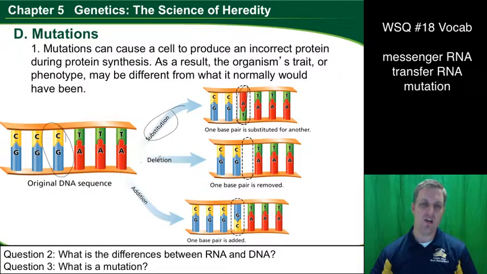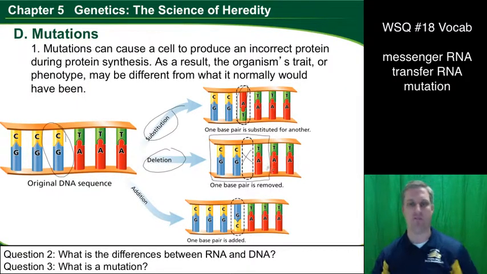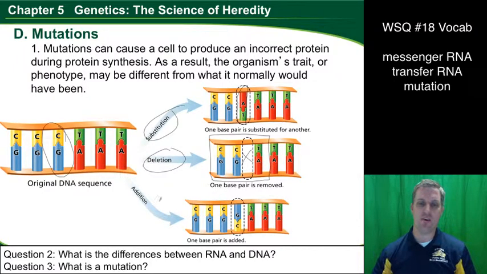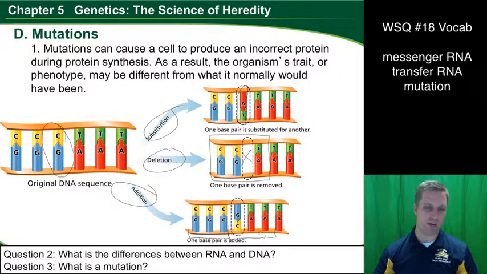You can have a deletion where you actually have a whole segment cut out. And remember, if that's gone, that's going to mean that this will be the next amino acid. It's going to change everything after the fact as well. Or you can have an addition where you've added an extra base pair. So whether it's a substitution or a deletion or addition, each of these are going to produce different codons. And these different codons, or 3 base pairs, are going to produce different amino acids.